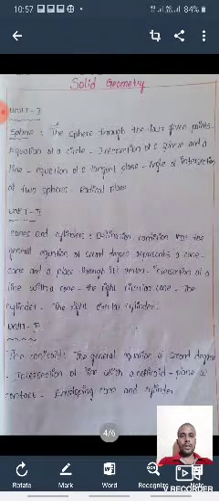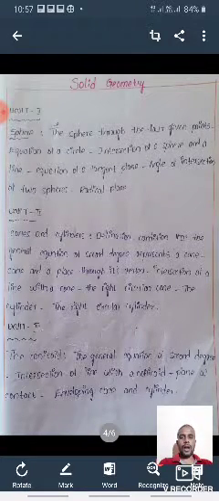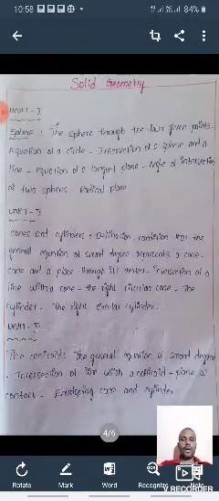In unit 1, sphere, we have some topics. The topics are the sphere through 4 given points, equation of a circle, intersection of a sphere and a line, equation of a tangent plane, angle of intersection of two spheres, and radical plane. These topics are covered in unit 1.